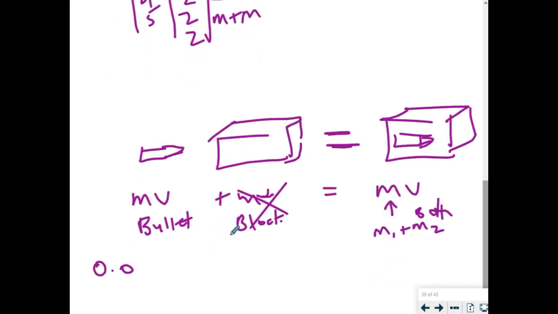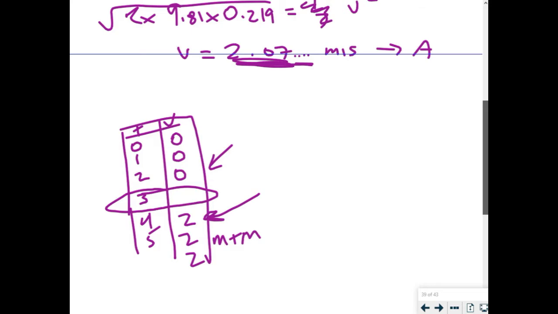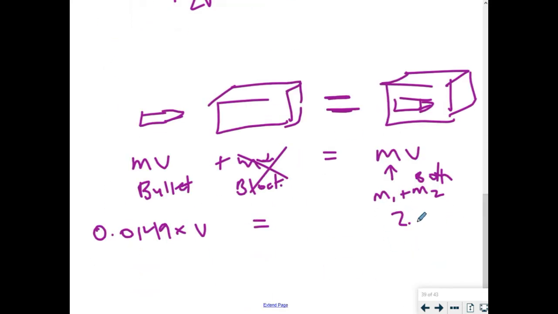0.0149 kilograms. And I did not know the bullet's velocity the second before it was embedded. The second before the bullet was embedded, I don't know its velocity yet. But I do know the velocity the second after it was embedded. Wasn't that 2.07 meters per second? That's the velocity the second after it was embedded.